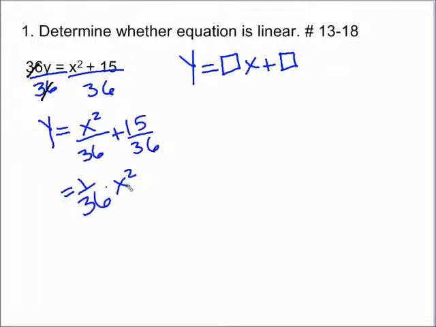But what about x squared? That square right there means that x there should have a square on it, but really it has a 1 on it. Because that has a square and that has a 1, already I know not linear.